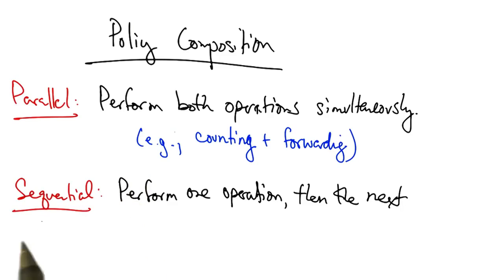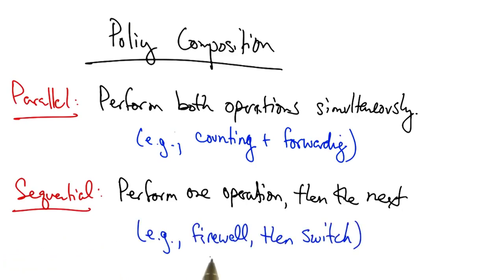Another way of composing policies is in sequence. Sequential composition performs one operation, then the next. For example, we might want to implement a firewall, and whatever traffic makes it through the firewall might then be subjected to the switching policy.